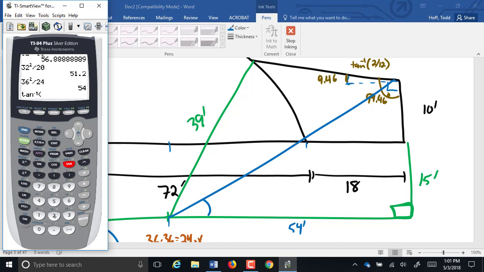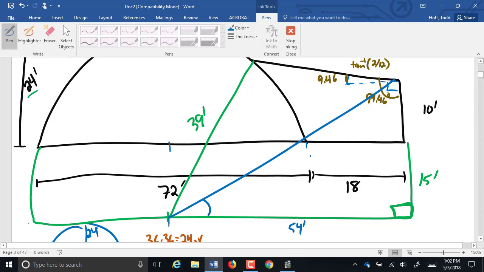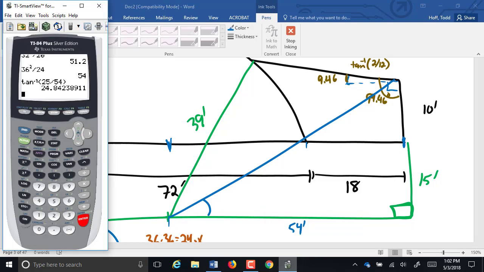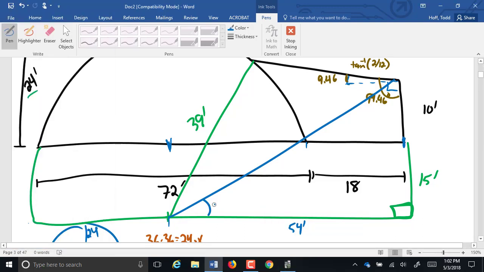So this is the inverse tangent of 25 divided by 54. No, because, well, sure it did. It moved out to be 39, but then that took it out of the 18. This point from here to out there has not changed because this point didn't move. So that angle gets to be 24.84 degrees.